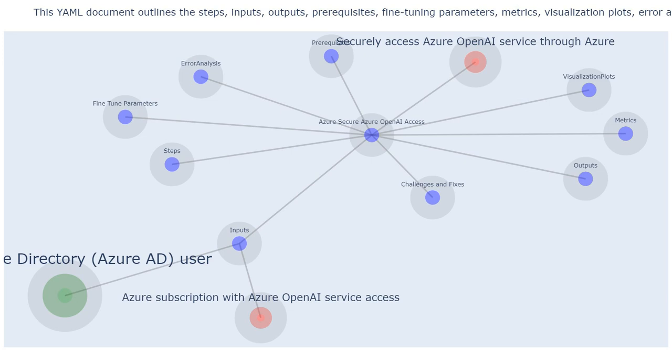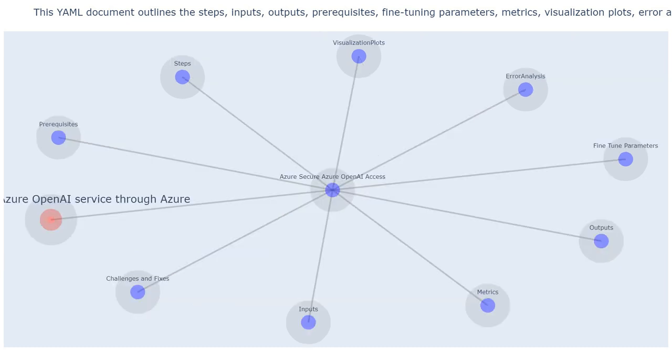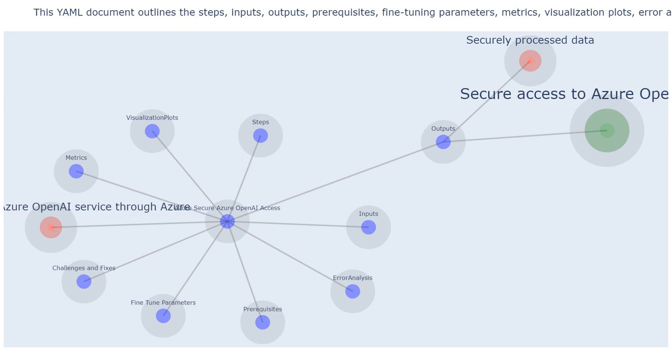An Azure Active Directory (Azure AD) user account with appropriate permissions to access and interact with the Azure OpenAI service. This user account should be assigned the necessary roles within Azure AD to ensure secure and authorized access to the service. Outputs: the ability to securely interact with and utilize Azure OpenAI models through the Azure platform.